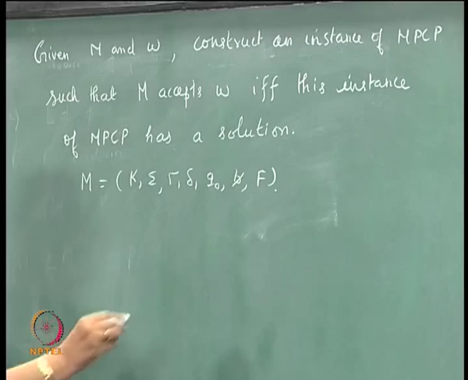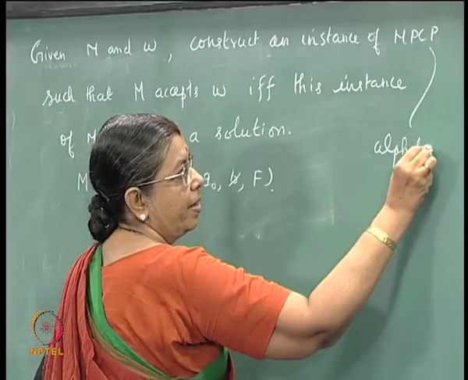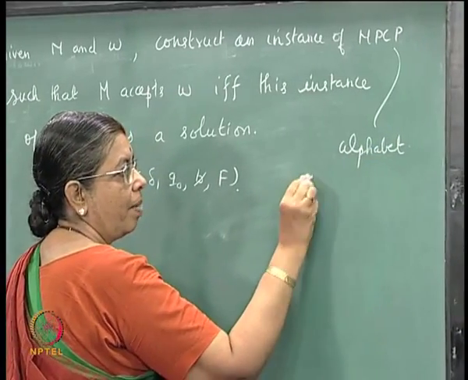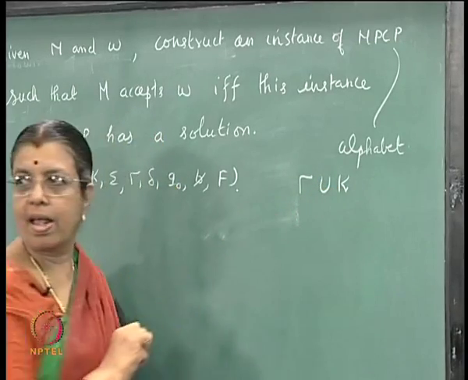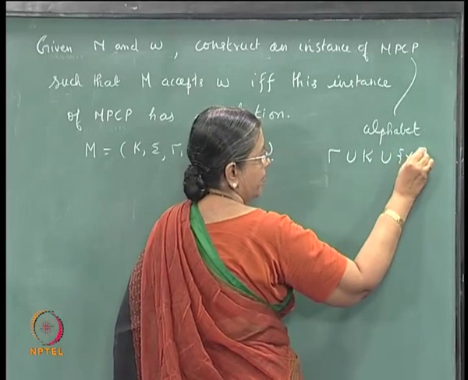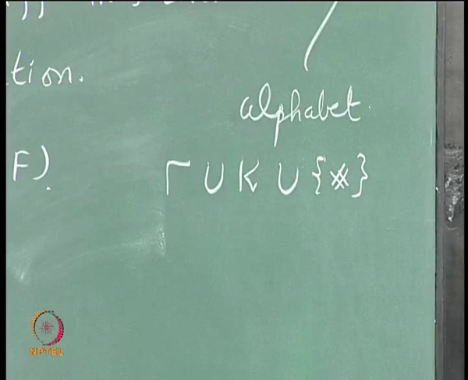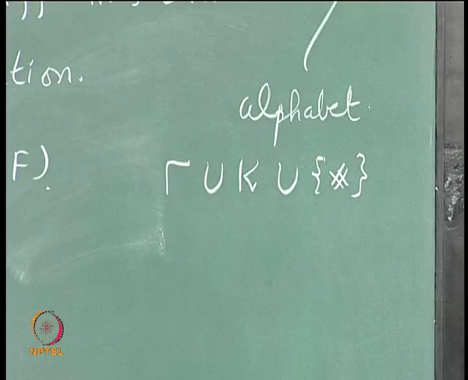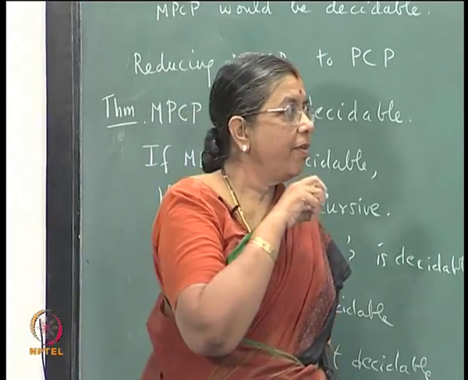Now, the alphabet for the MPCP will be gamma union K union the hash symbol, one more symbol. All tape symbols, states and the hash symbol. That will be the alphabet for the MPCP.